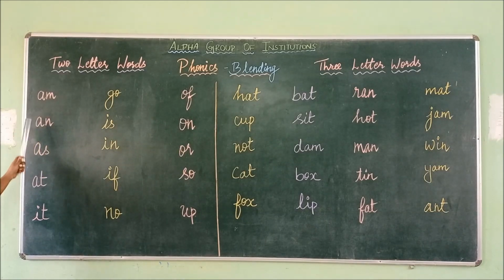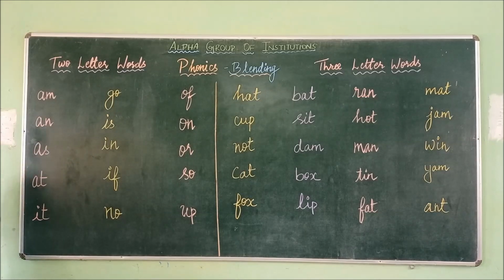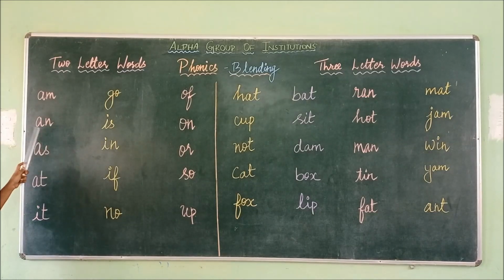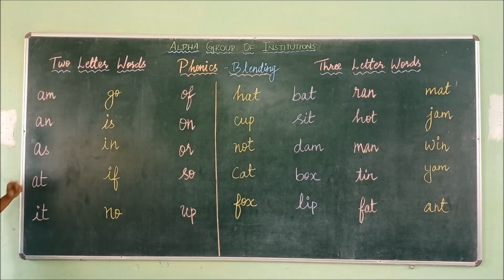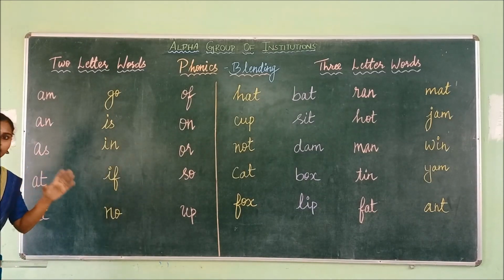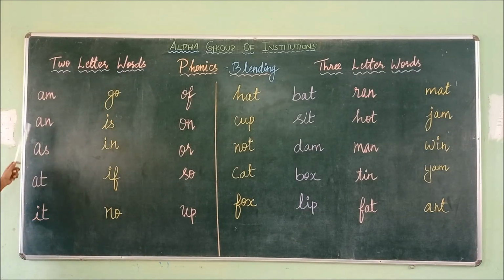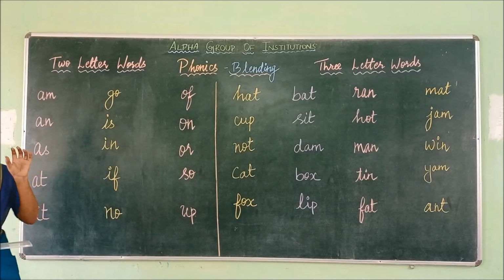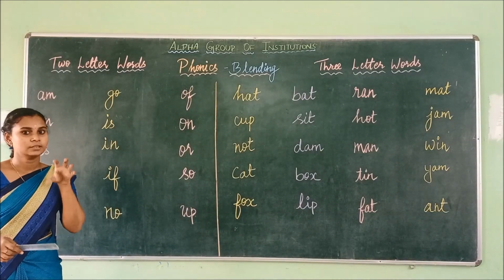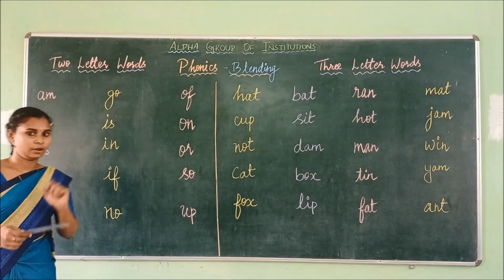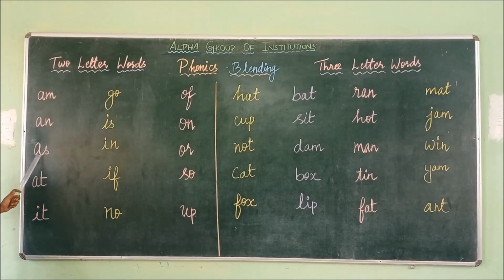So, next, the same A has come here and N. What is the phonic sound of N? It's N. Okay. So, how do you pronounce it then? An. A-N. An. Very good. Next. A-S. What is the phonic sound of S? It's S. You should not say it as so. It is S. Okay. So, how do you pronounce it? As.